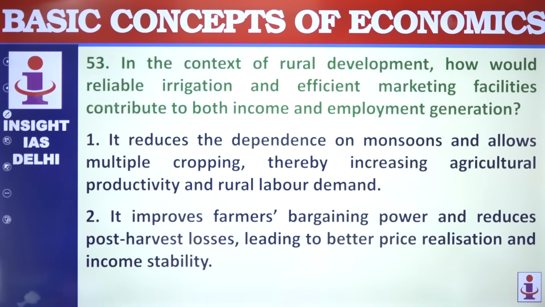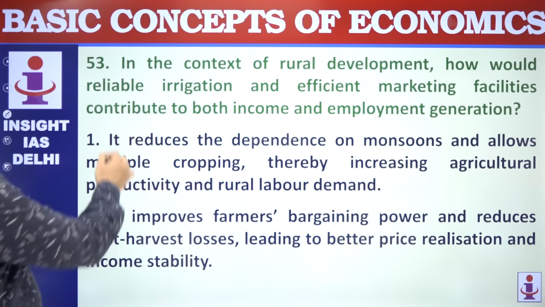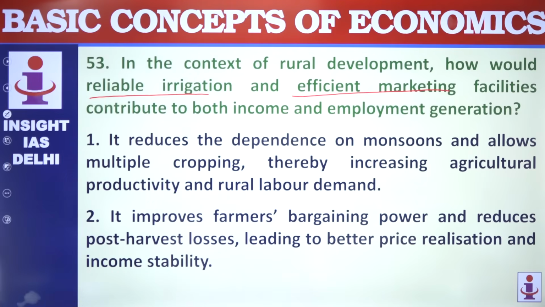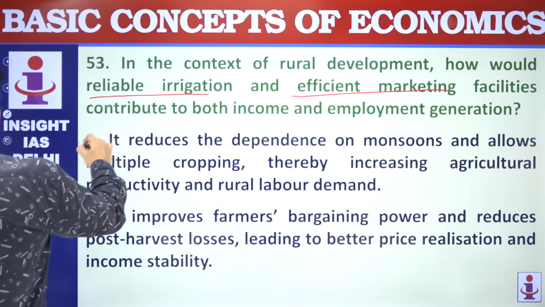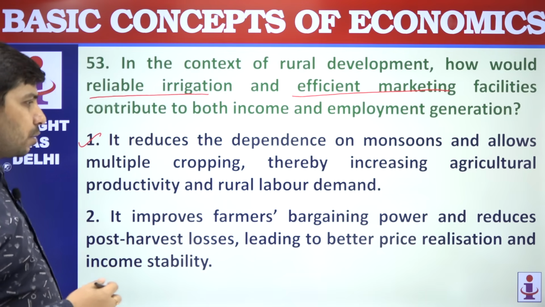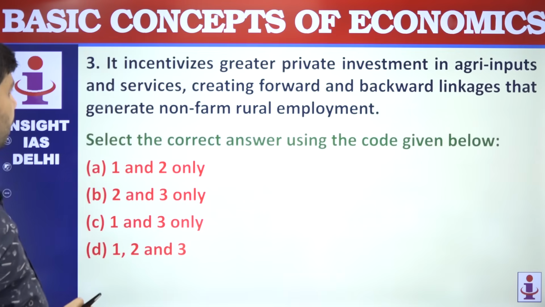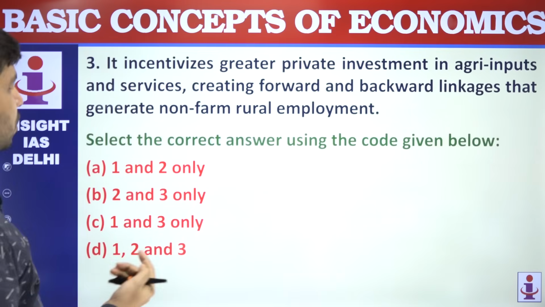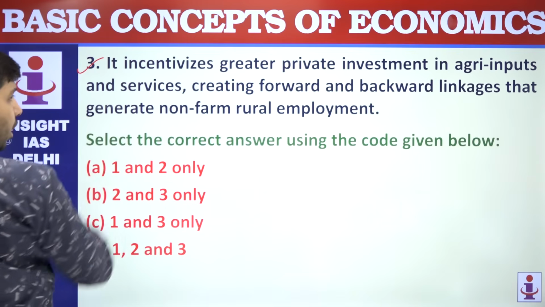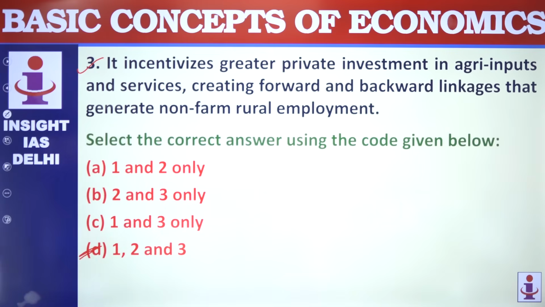How would reliable irrigation and efficient marketing facilities contribute to both income and employment generation? Reliable irrigation and efficient marketing reduce the dependence on monsoons and allow multiple cropping, thereby increasing agricultural productivity and rural labor demand. Yes, this is correct. It improves farmers' bargaining power and reduces post-harvest losses, leading to better price realization and income stability. This is also correct. Yes, it incentivizes private investment in agri inputs and services, creating forward and backward linkages. Yes, this is also correct. Correct is 1, 2 and 3.